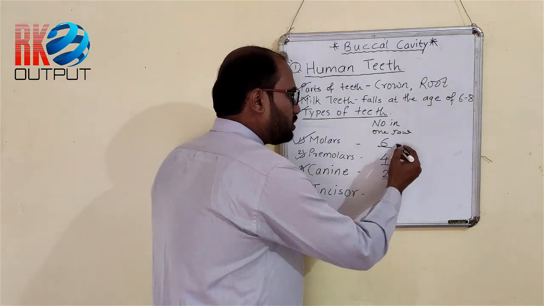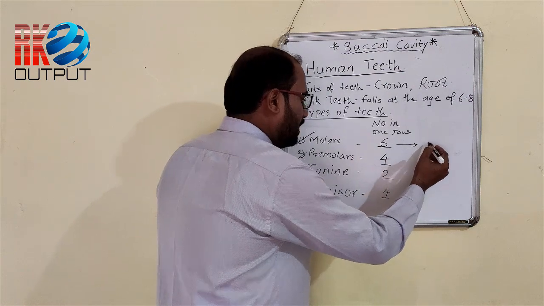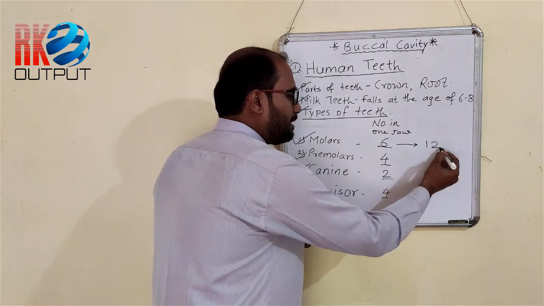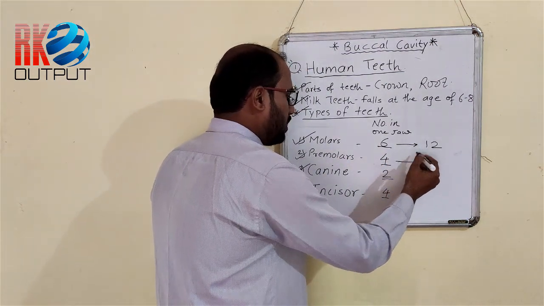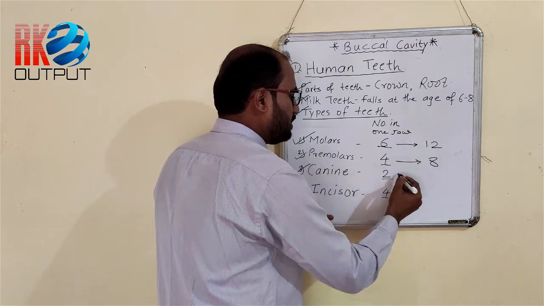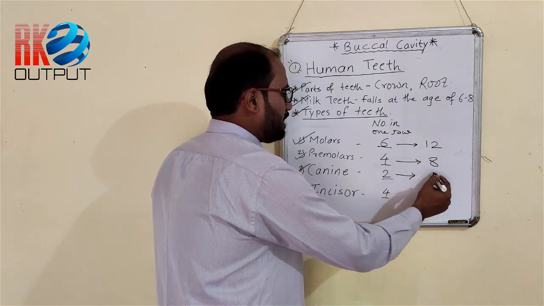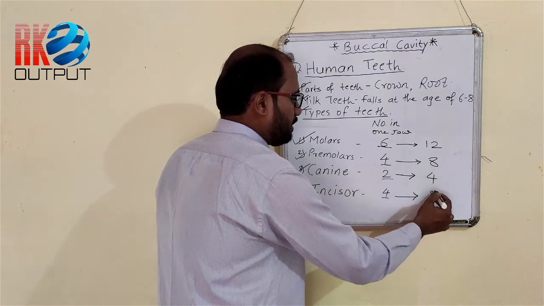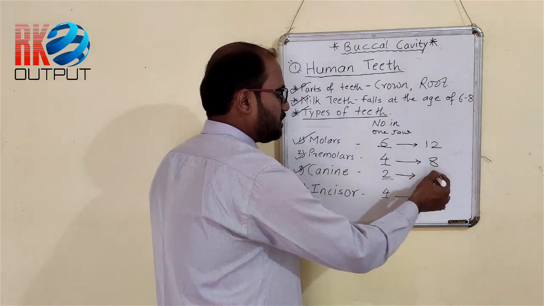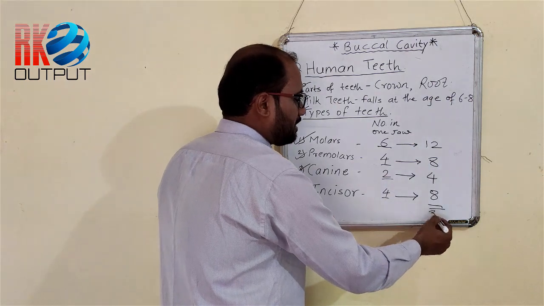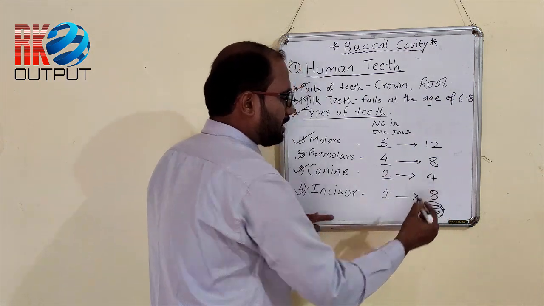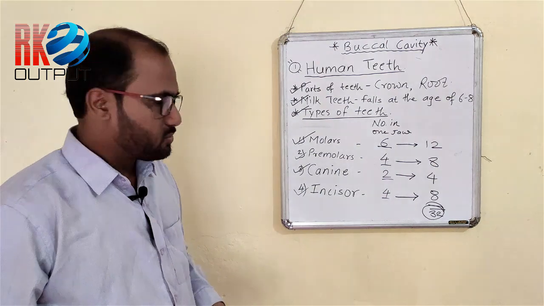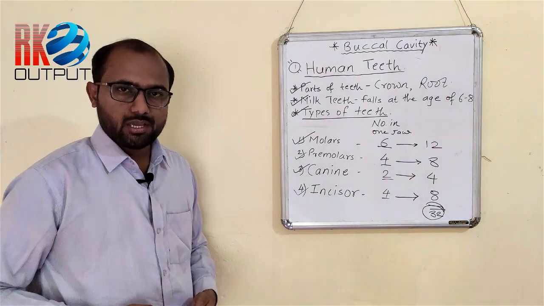Let us see for both the jaws. दोनों jaw मिलाकर कितना होगा? Total molars will be 12. Total premolars will be 8. Total canines will be 4, and the incisors will be 8. So altogether, if you count properly, you will get 32 teeth in our mouth. Understood? So immediately I am showing you the diagram.